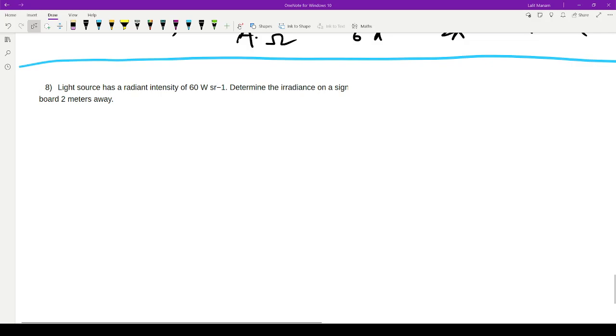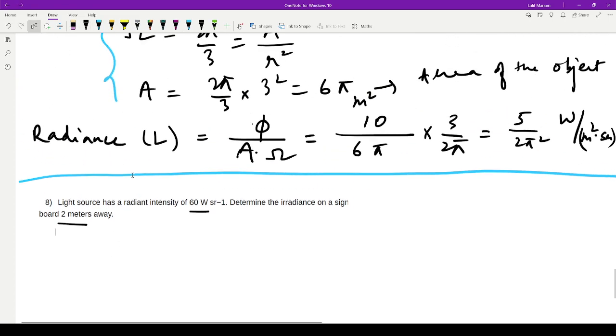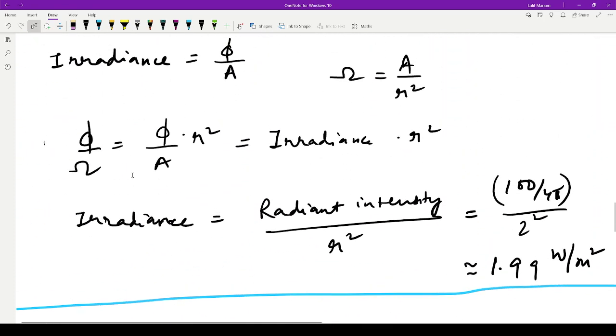So we have a light source which has radiant intensity of 60 watts per steradian. Determine the irradiance of a signboard 2 meters away. What should it be? We derived some simple formula there, right? This one. Can we use this one? We have radiant intensity. We have the distance to the object. So can we get the irradiance?